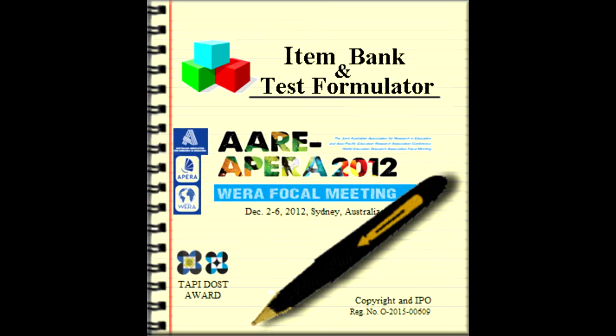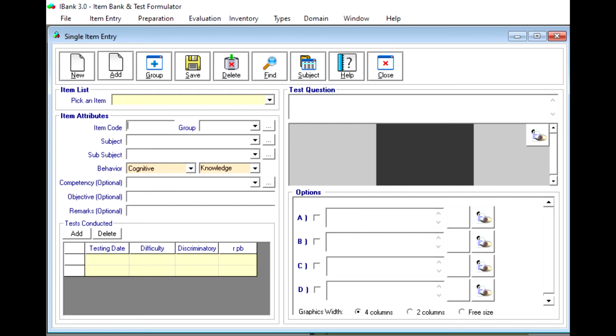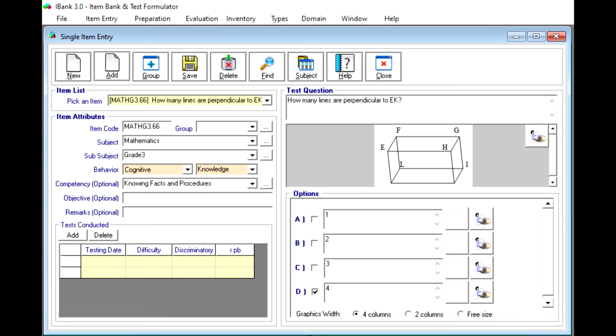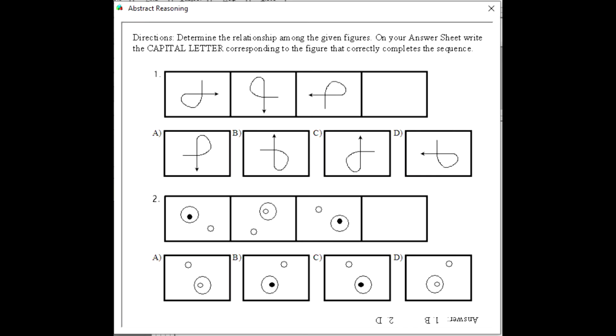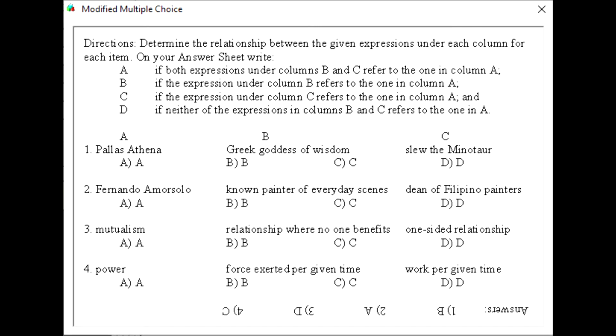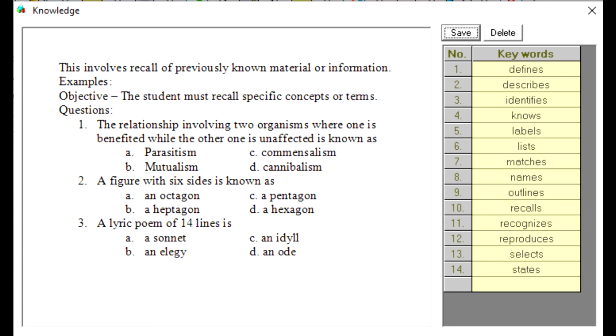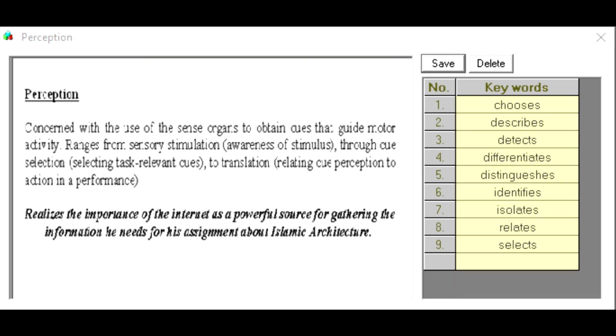iBank is a software that stores quality test questions formulated by teachers in different fields of education. These are the test items accepted in the item analysis. It segregates the different subjects, sub-subjects, and competencies which correspond to the different behaviors such as cognitive, affective, and psychomotor.